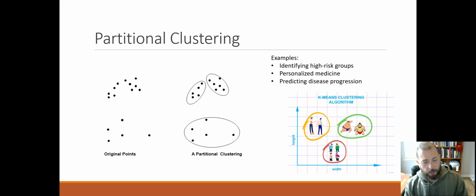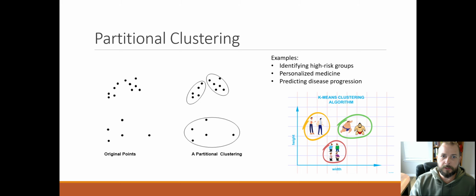Another example: predicting diseases or disease progression. By analyzing different patient data, K-means can really identify clusters of patients with similar disease progressions, or patterns that allow for better interventions and better outcomes of these patients.